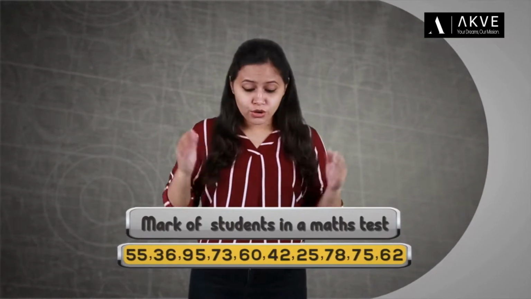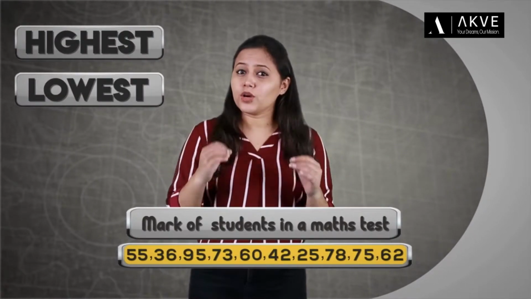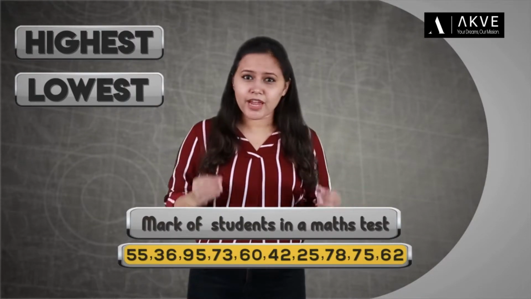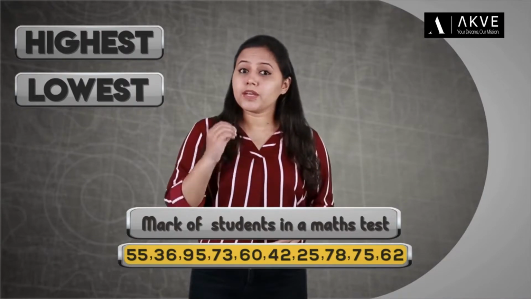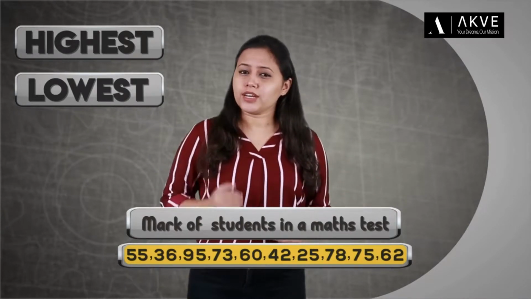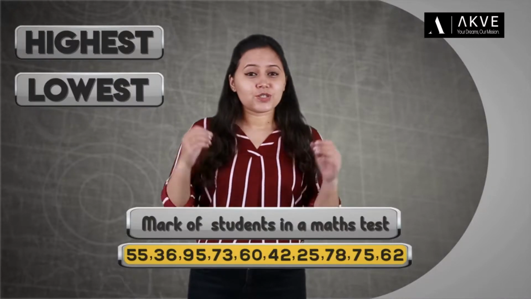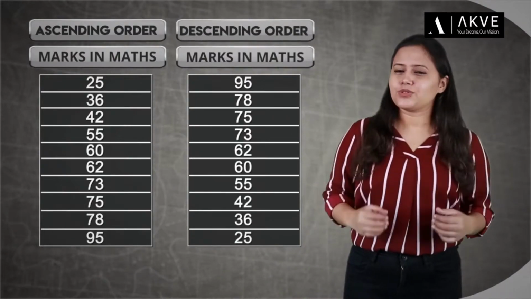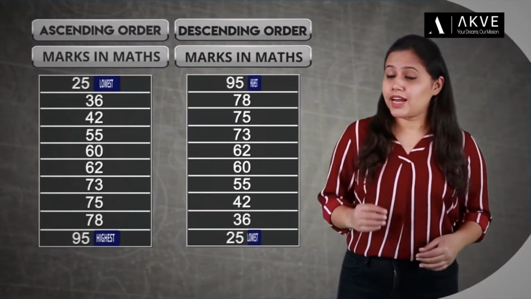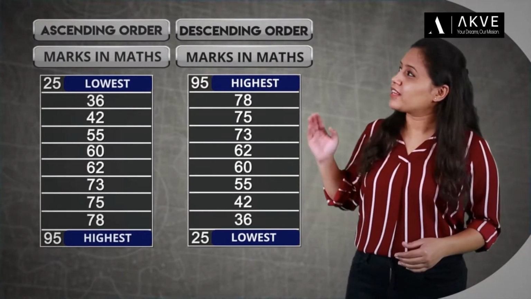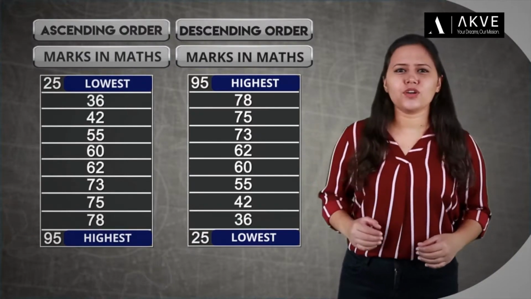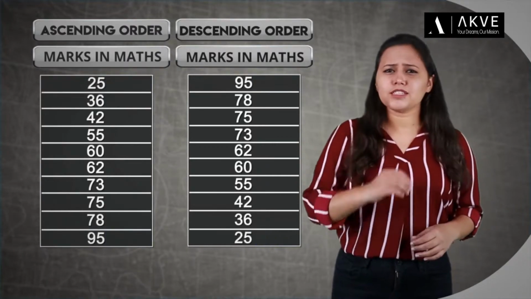Now, we want to know who scored the highest and who scored the lowest in the maths test. Did it take you some time to search for the maximum and minimum scores? Wouldn't it be easy if these scores were arranged in ascending or descending order? So let us arrange the scores in ascending and descending orders and then choose the relevant observations. Now we can clearly see that the lowest mark is 25 and the highest mark is 95. You can either arrange the data in ascending order or in descending order. It is up to you guys.